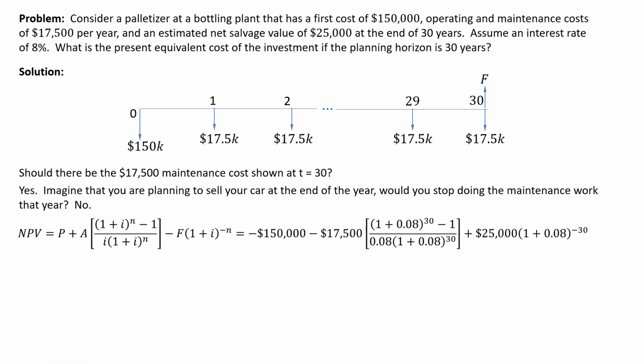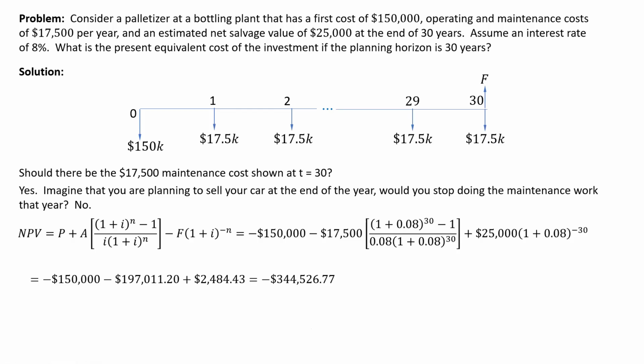Anyway, and then all these calculations are the ones that you're quite familiar with. The present is negative 150K and A is 17.5K. It's all negative, but the 25,000 is a positive. So we do this and then we end up getting minus $344,526.77. Just this alone will cost you $344,526.77.